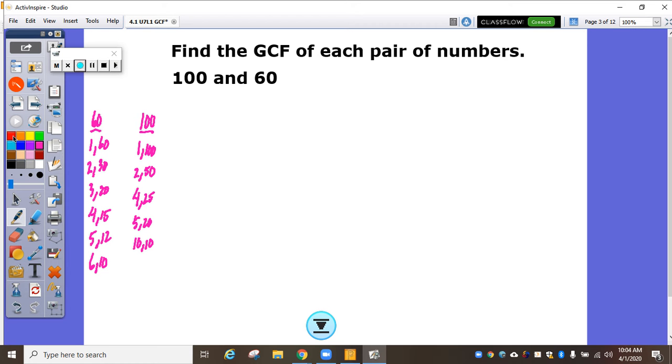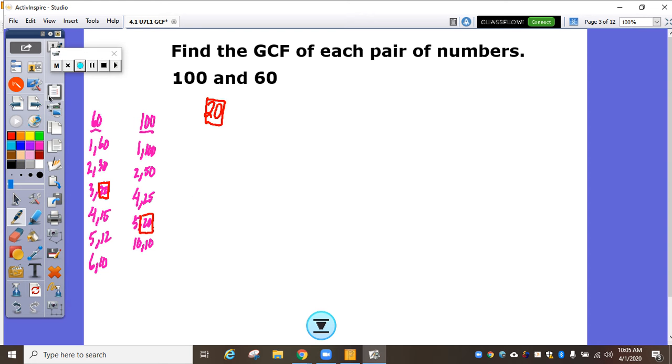Now that I have the factors of each one of these numbers, what's the largest number that they both have in common? If I'm looking for the largest number that both of them have in common, I'm going to look here, and I think it's 20. 20 is the largest number they both have in common. So my greatest common factor for 60 and 100 is going to be 20. That's my answer.